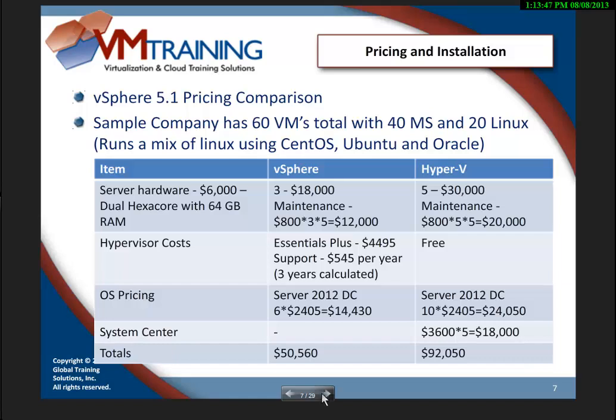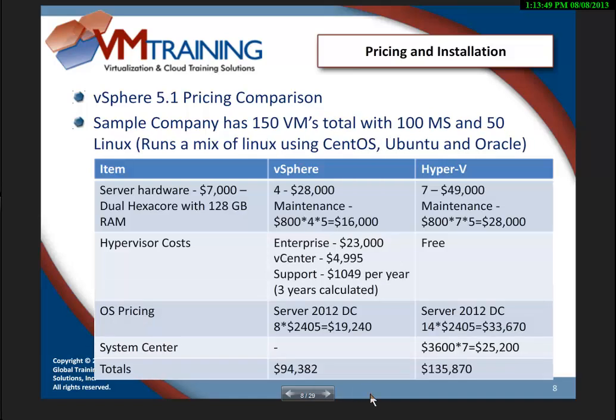Okay, so let's go to the next slide real quick. Here it's pretty much the same thing, except we went to 150 VMs, just tripled it. You'll see the numbers here. We went with 4 hosts for vSphere or 7 hosts for Hyper-V. You can see all the numbers here, and it came out cheaper again: $94,000 for vSphere versus $135,000 for Hyper-V.